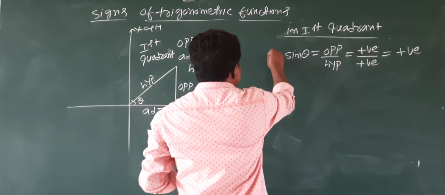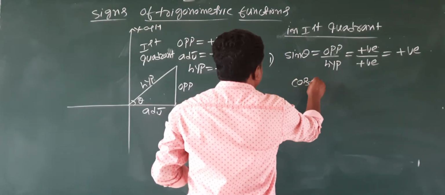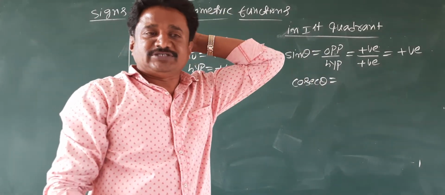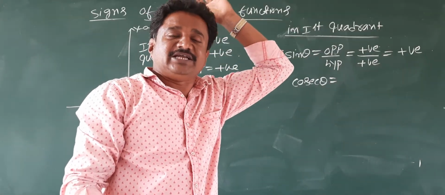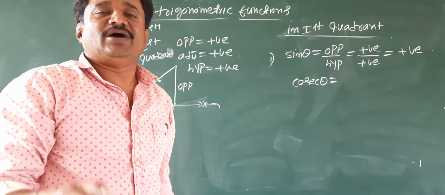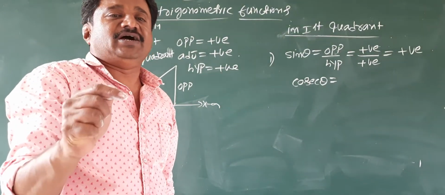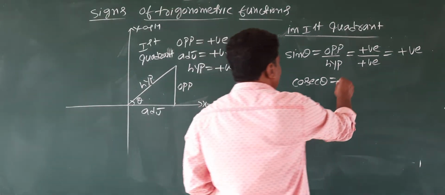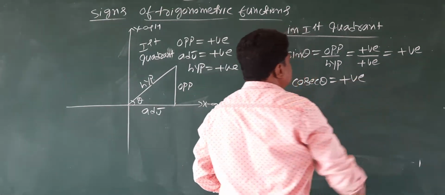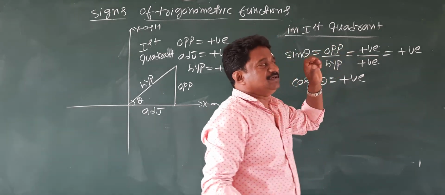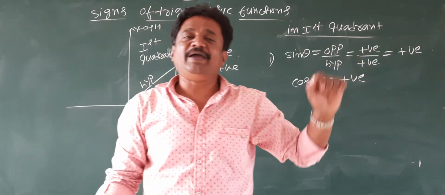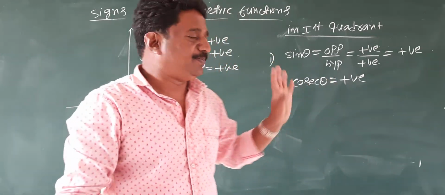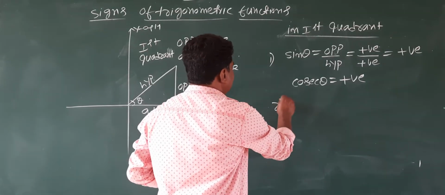Similarly, cosecant theta. If sin theta is positive, its reciprocal, cosec theta, must be positive, because the reciprocal of plus by plus gives plus by plus only. It must be positive. Next, go for cos theta.